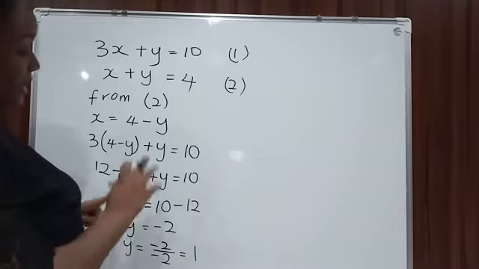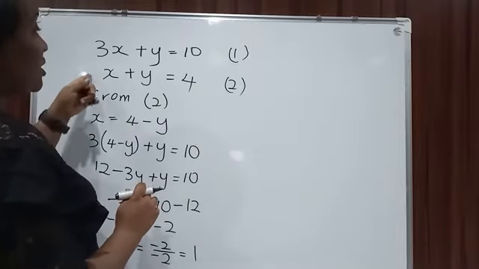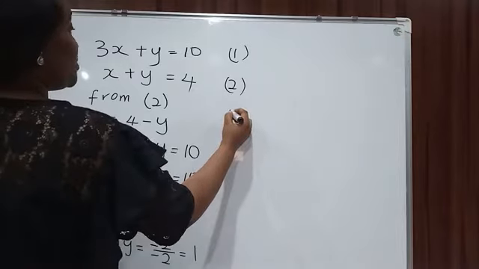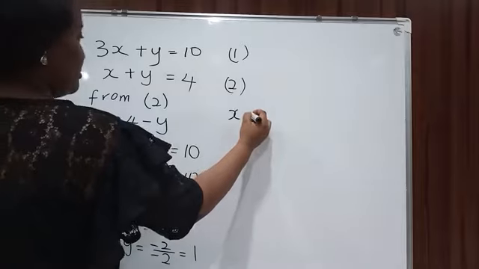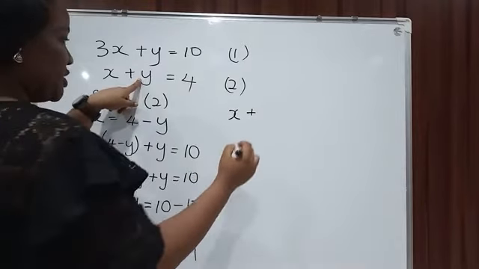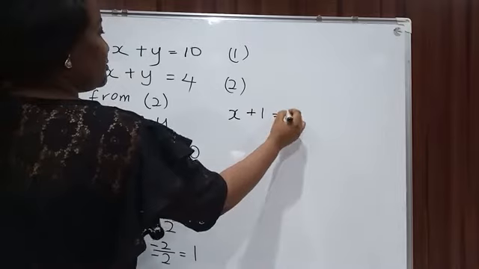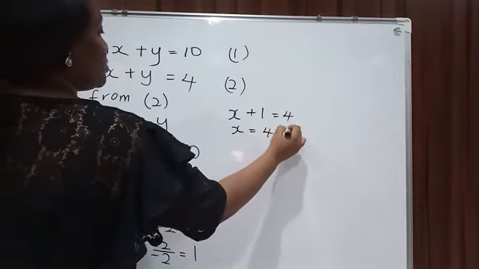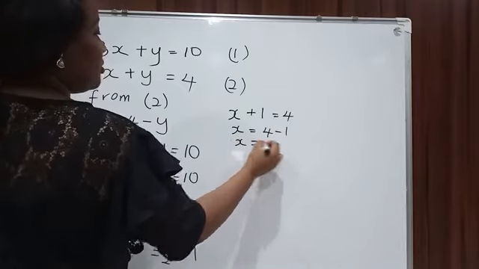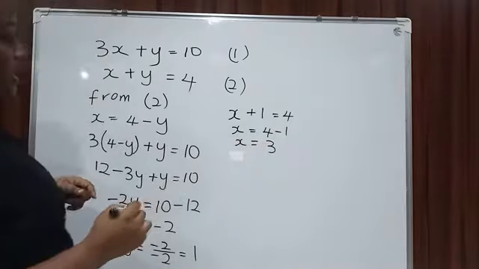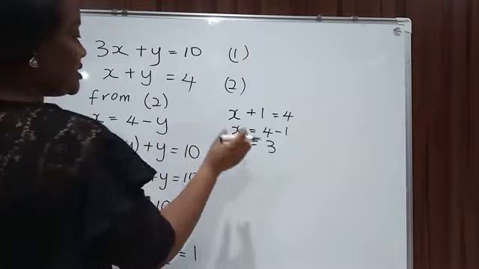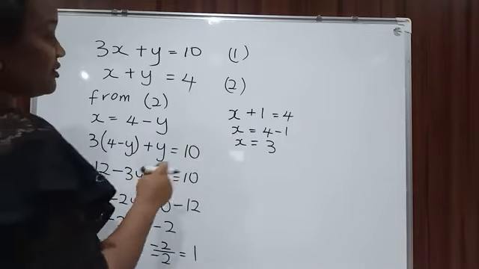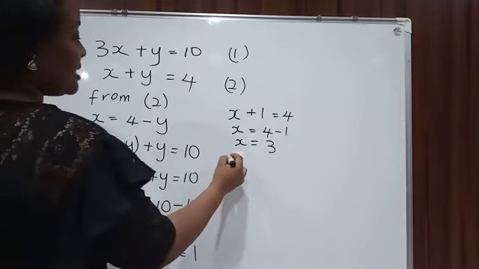Substitute y equals 1 into any of the equations. Let's put it in equation 2. You have x plus, instead of y, put 1, plus 1 equals 4. You have x equals 4 minus 1, so x equals 3. You can substitute these numbers into the equation and find out if our answers are correct.